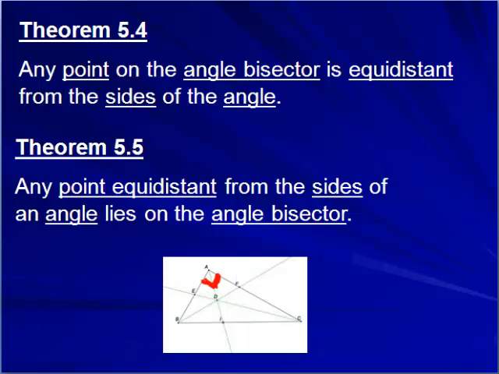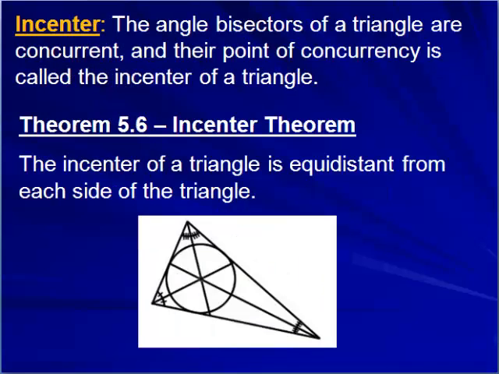Alright, moving on. Let's talk about what's called the incenter. The angle bisectors of a triangle are concurrent, and their point of concurrency is called the incenter of a triangle. So in this picture down here, we can see that we have angle bisectors coming off of each angle, and they're going all the way to a point on either side. They all intersect, and the point where they intersect here is called the incenter.